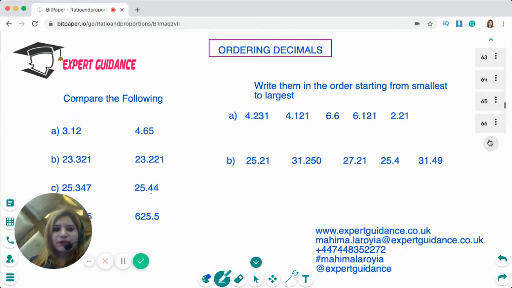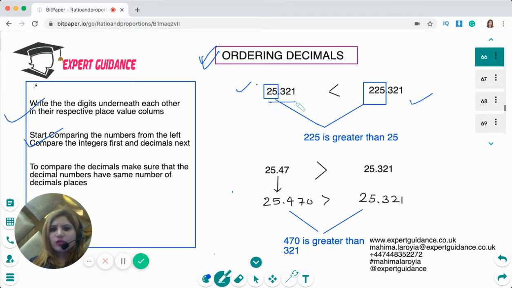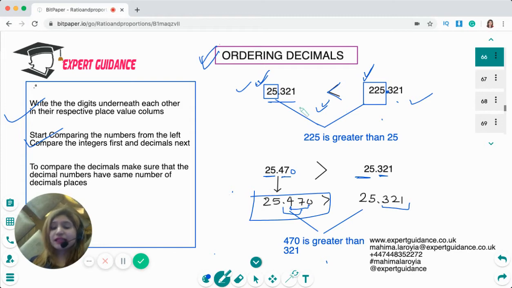Let's take an example. If you have these numbers, 25.321 and 225.321, we start by comparing the integers. It is 25 here and 225 here, and since 225 is greater, this is the bigger number. In the second example, the integers are the same, both are 25. Let's see the decimals. One is 47 and the other is 321. First of all, I'll add a 0 here so that I have 3 decimal places in both numbers, and definitely 470 is greater than 321. So this is my bigger decimal. I hope ordering and comparing decimals is clear to you.